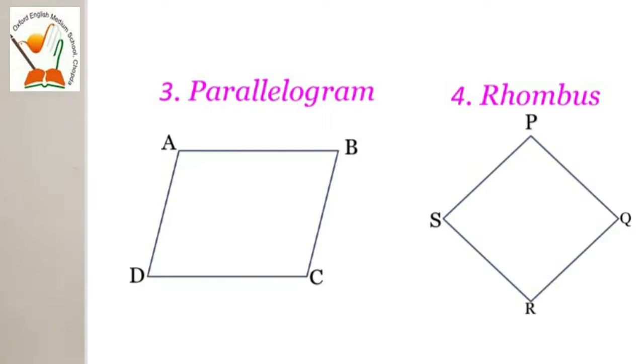Parallelogram has its opposite sides parallel, and opposite angles of this parallelogram are also equal. But it is not necessary that each angle should be 90 degrees. A quadrilateral having opposite sides parallel is called a parallelogram. So by this definition, square and rectangle can also be called parallelograms because their opposite sides are parallel. Rhombus is another quadrilateral. It also has opposite sides parallel, but all its sides are of equal length, so it is called a rhombus.